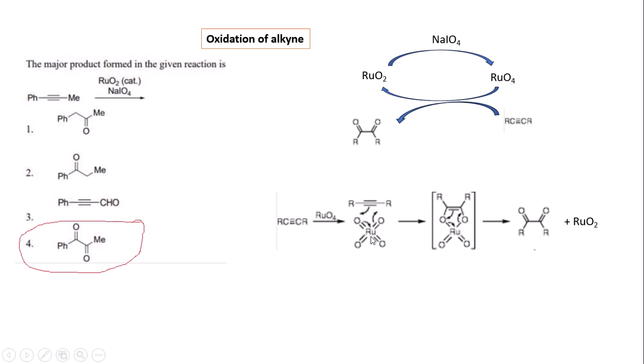Just like that of the osmium tetroxide, it can form the chelating ring, and after the chelating ring, it can break down to give the dicarbonyl compound, and we get the ruthenium dioxide. And further, ruthenium dioxide is further oxidized by the sodium iodate, it gets converted to the ruthenium tetroxide, and the reaction occurs in a spontaneous way. So the catalytic amount of the ruthenium dioxide is needed for that condition. So the correct option for that reaction is option 4, that is the dicarbonyl formation.